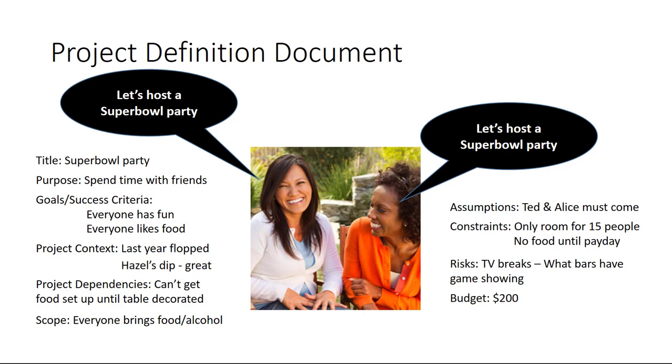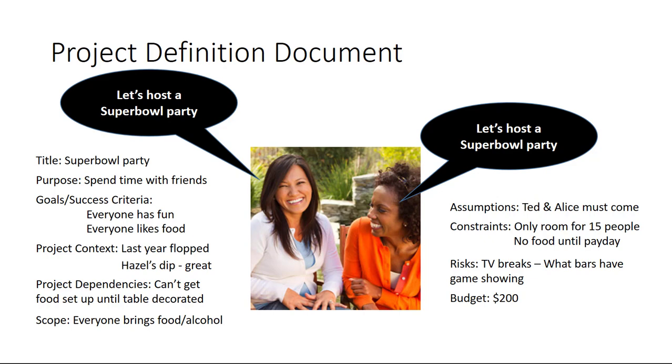Scope. In this case, everyone brings food, everyone brings their own alcohol, you're good to go. Maybe out of scope is chairs for beyond 15 people that you're going to invite. Assumptions, things that you assume that you're going to want in place. Well, you assume and hope that Ted and Alice are going to be able to be there. They're the life of the party. Without them, you don't know that you want to do this.